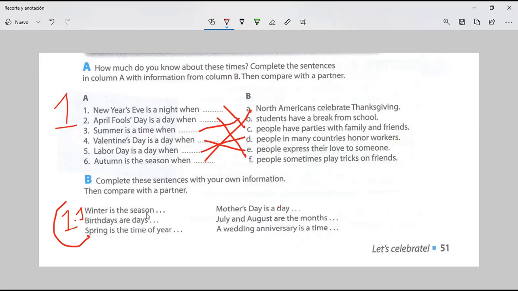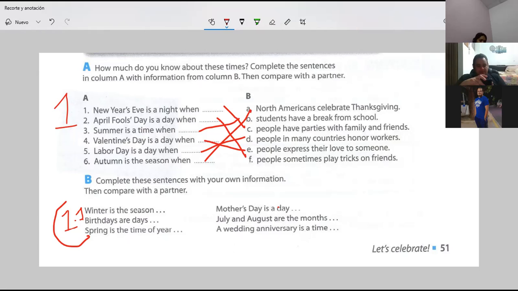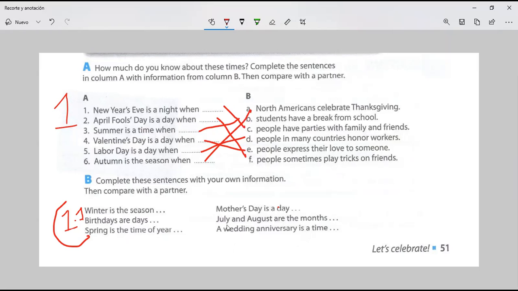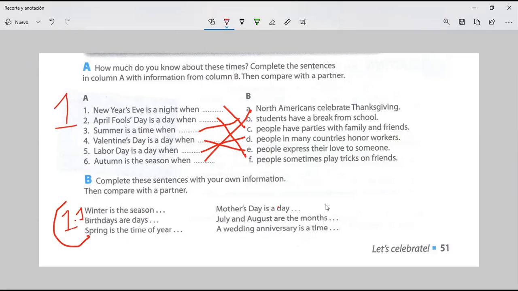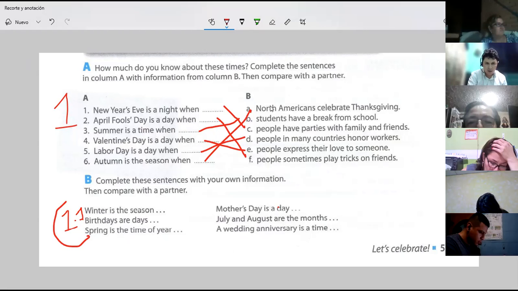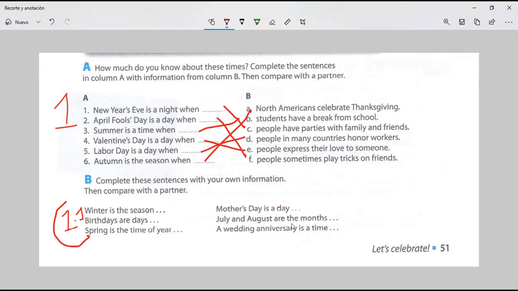So in this exercise, what you were supposed to do is to put birthdays are days when people or family members get together and they eat cake, you can say, all right? That's what you were supposed to do over here. For example, the next one, July and August are the months. For example, July is the month when Santanecas celebrate their festivities or local festivities. August is the month when people in San Salvador celebrate their festivities, okay? That's what you were supposed to do.